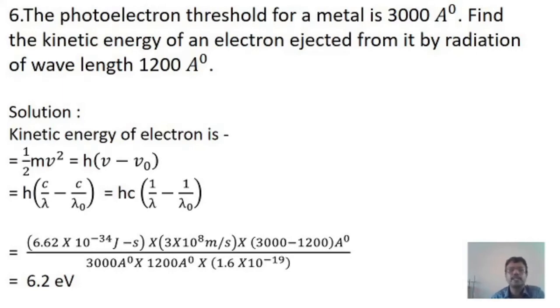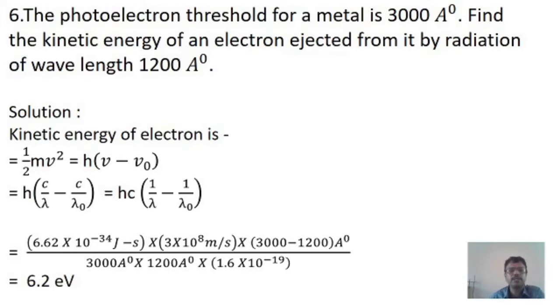Again you are using Einstein's photoelectric equation. Kinetic energy of electron is equal to hc by lambda minus hc by lambda naught. That is half m v square is equal to h into nu minus nu naught. Substitute hc into 1 by lambda minus 1 by lambda naught.